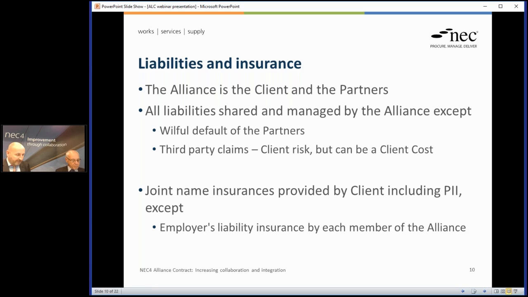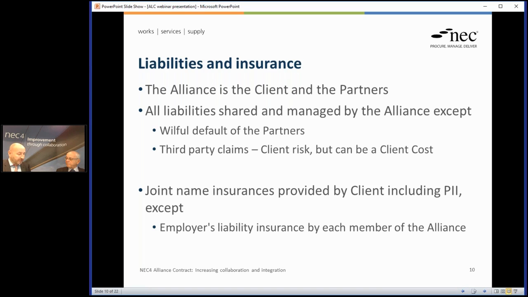So what we've got here is a fundamental overriding part of the contract, that wherever possible, liabilities are shared and managed by the alliance. The idea being that there should be virtually no liabilities that sit outside of the alliance and are borne by one party or the other. There's only two we specifically identified at the moment that sit outside of the alliance or are not shared by all of the alliance members together, which is willful default of a partner. Okay. Which I think you would possibly expect, in the idea that if one person goes against the contract, does something that is so against what the contract requires, that they should be held liable or be responsible for the consequences. And then we have third-party claims.